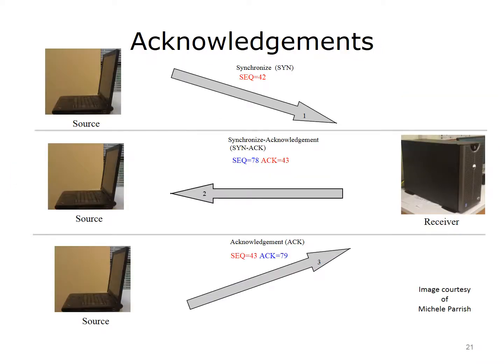Since some of the segments may be lost in transmission, the receiving device sends acknowledgments for the segments it receives back to the sender. If the sender doesn't receive an acknowledgment for a segment, it will resend the segment.